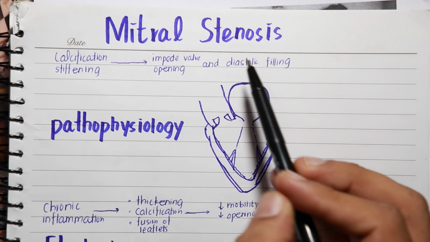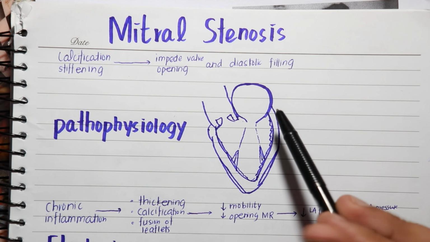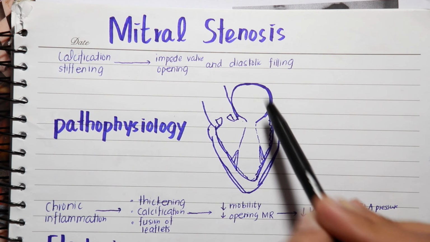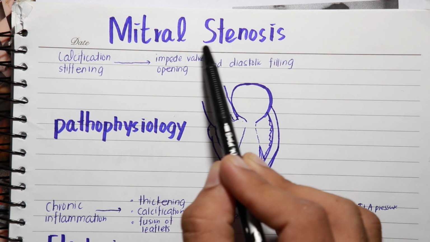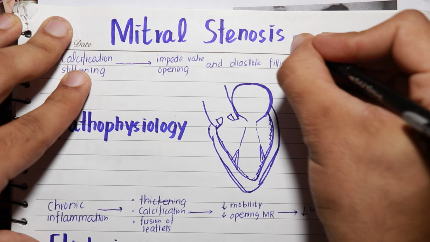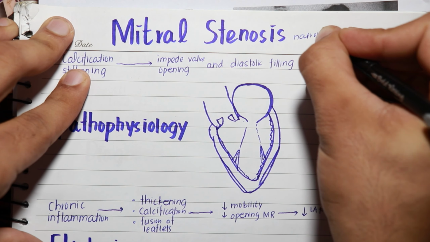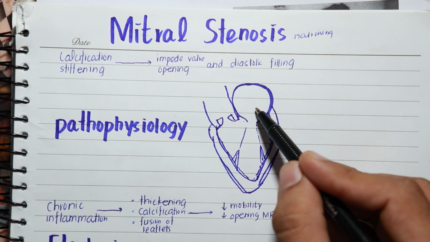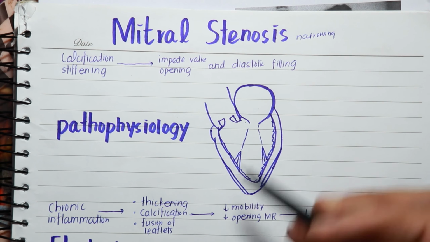The mitral valve is like a door that opens gracefully when blood comes from the left atrium to the left ventricle. But in mitral stenosis, there is stenosis of this valve. The literal meaning of stenosis is narrowing of the valve. So blood does not come normally from the left atrium to the left ventricle.